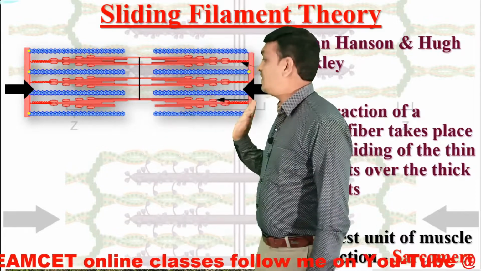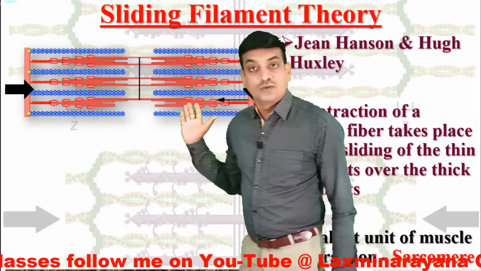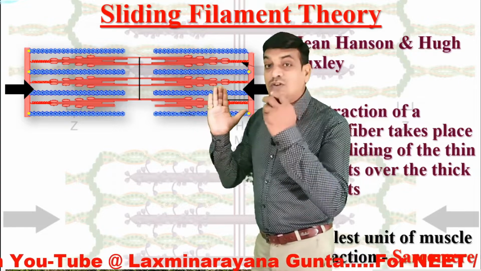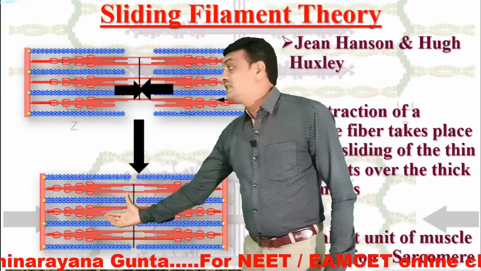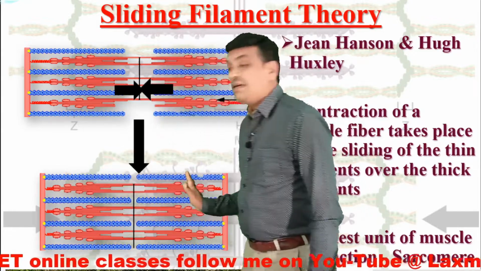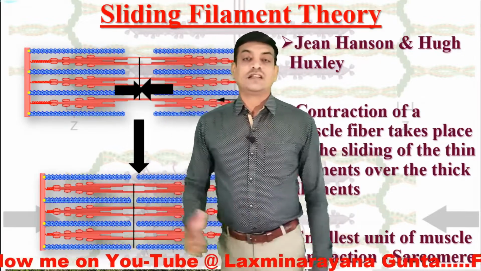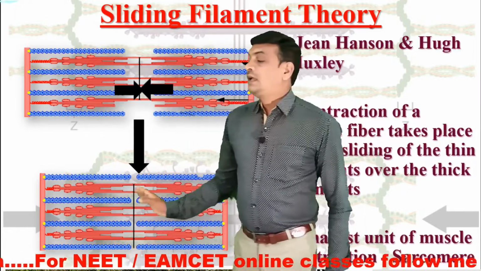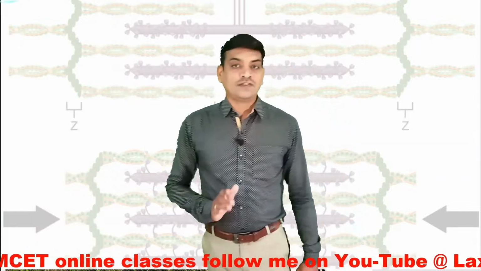This one is a Z line and this one is another Z line. The area present between two Z lines is called as sarcomere. When the Z lines come close to each other, what happens? Automatically the muscle is contracted. Here you can observe the Z lines came close to each other, which is called as sliding. That's why the theory is called as sliding filament theory. Let us observe the different steps in this sliding filament theory.